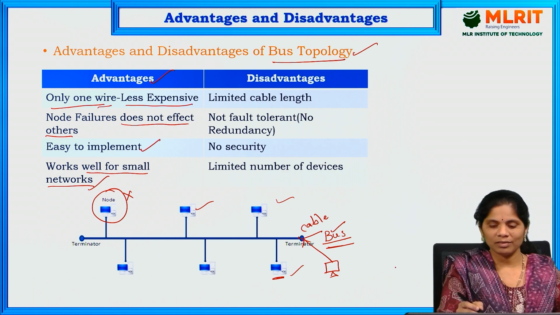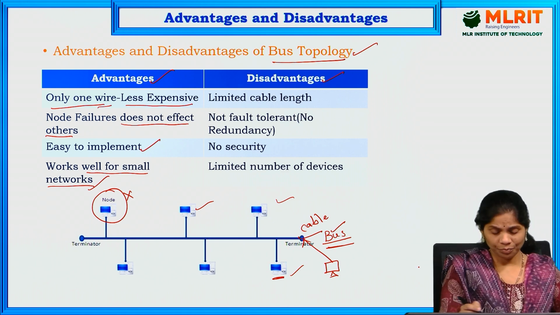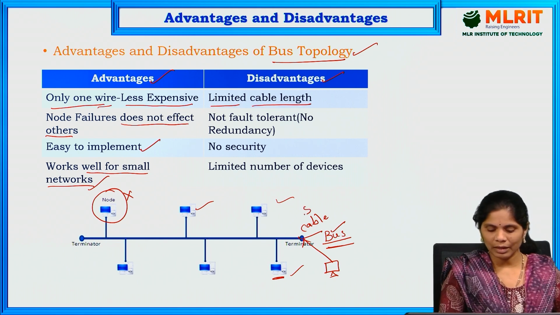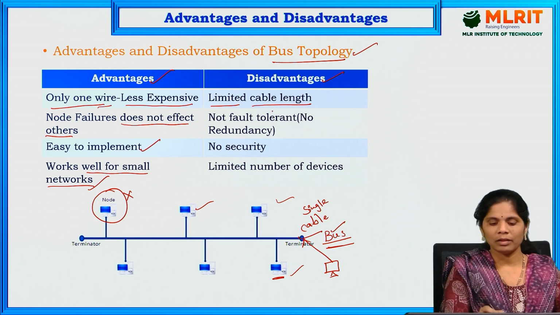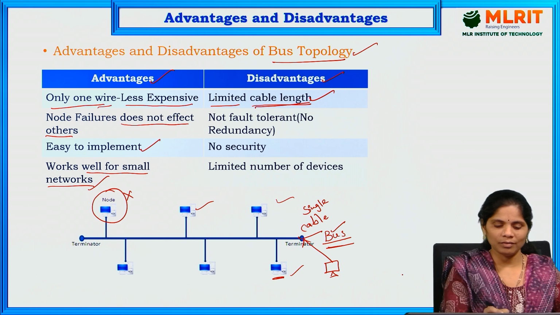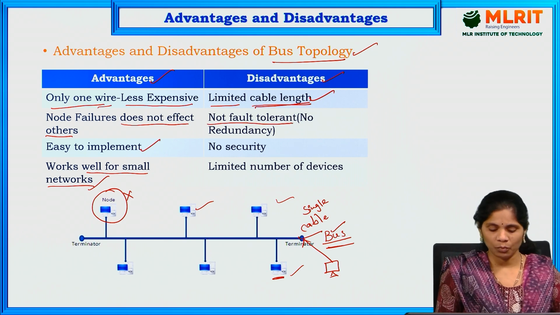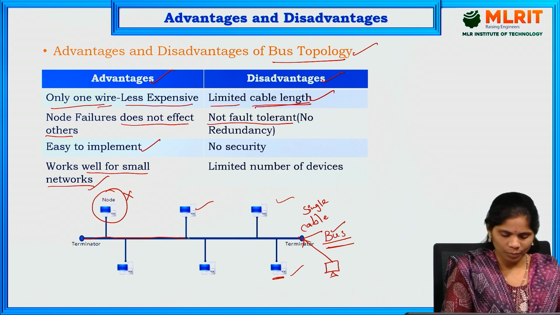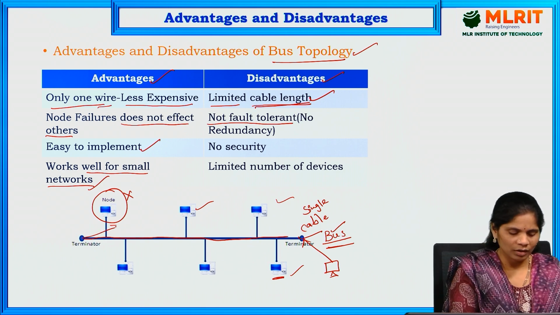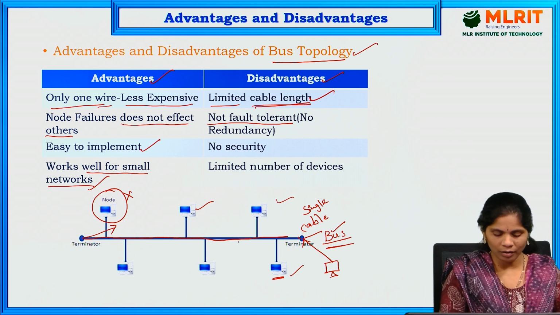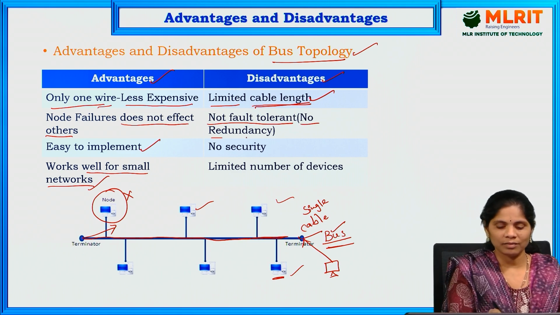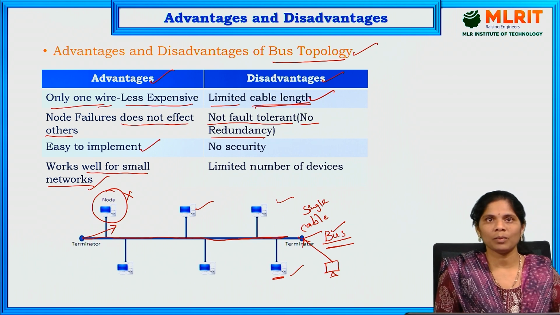Coming to the disadvantages of bus topology, the cable length is limited. Here we are using only a single cable, so the cable length is limited. This is one disadvantage. Next, it is not fault tolerant. If this total bus cable fails, there is no chance to send the data another way, because all devices are connected to this particular cable only. So there is no redundancy. This is a disadvantage in bus topology.